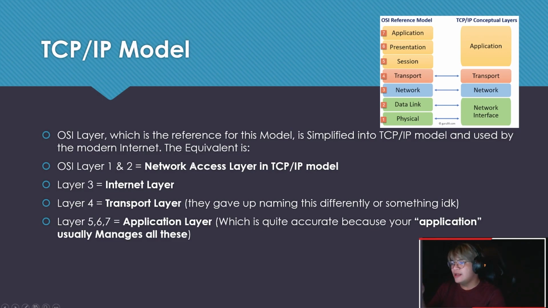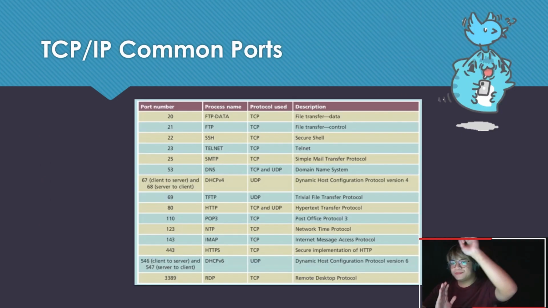Each of its layers is referenced from the OSI layer. Layers 1 and 2 are the network access layer in the TCP/IP model. Layer 3 of the OSI model is the internet layer. Layer 4 is the transport layer. Layers 5, 6, 7 are the application layer in the TCP/IP model. If your application wants to use the TCP/IP model, it will need to use specific ports and specific sockets. You need to know this stuff.